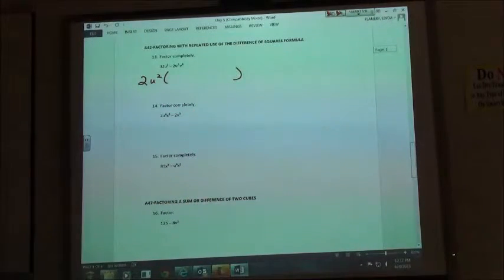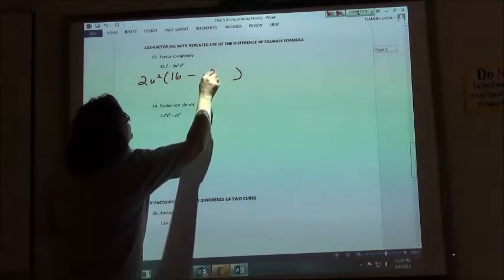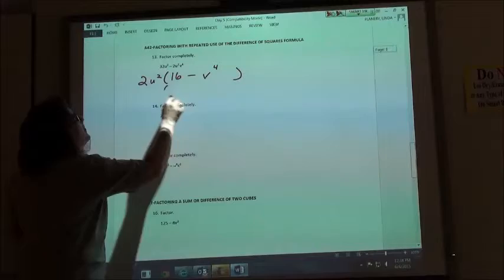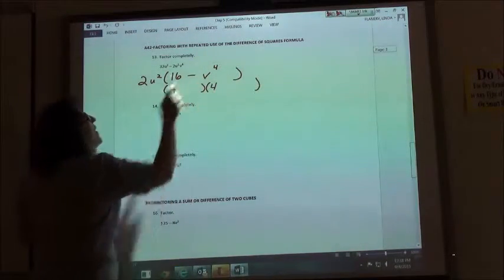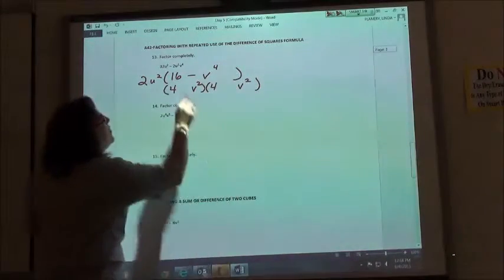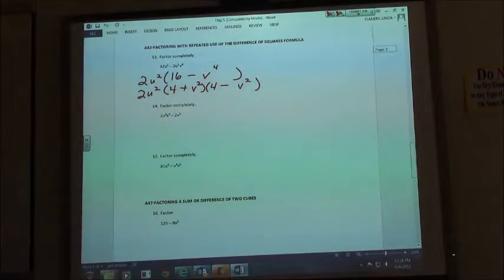So if I divide by my 2u squared, 16 here, and minus v to the 4th is what's left over on my second term. So both of those things should be perfect squares when you factor that out. Not that on the assessment it's going to tell you that you're doing this problem, but while you're doing it, this will be the difference of perfect squares. Factors of 16, 4 and 4. Factors of v to the 4th would be v to the 2nd and v to the 2nd. One has a plus, one has a minus, and of course the 2u squared is out in front.